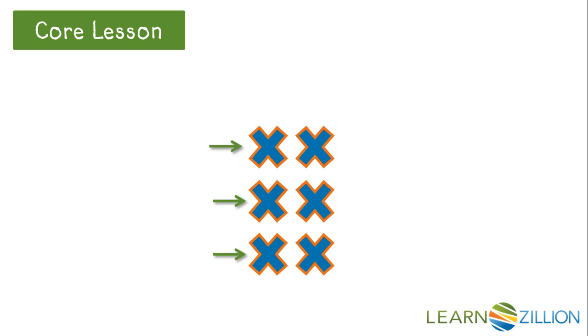We could also count by our rows. There are 3 rows with 2 X's in each row. So we could skip count and first make our equation 2 plus 2 plus 2 to show our equal addends, and then skip count 2, 4, 6. 2 plus 2 plus 2 is 6. There are 6 X's in this array.